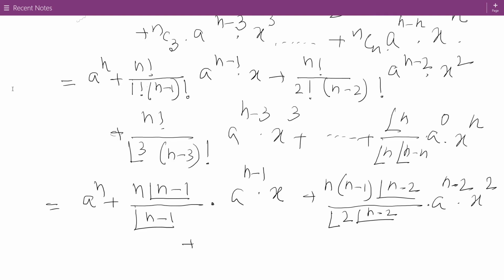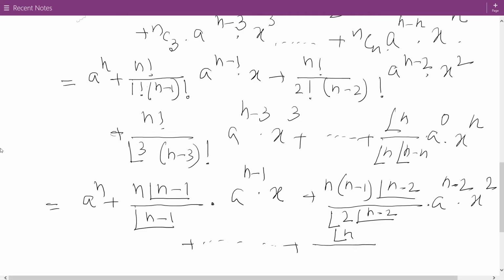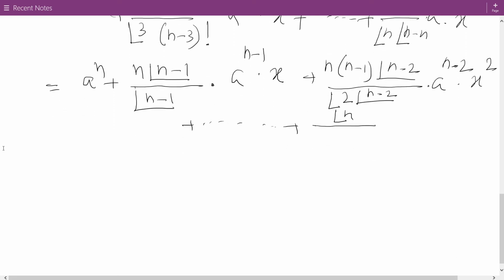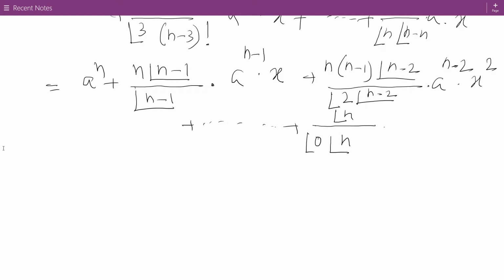And we write the last term factorial n by factorial 0. You write factorial 0 also 1, factorial n, a to the power 0, x to the power n. This value is also 1, factorial 0 is 1, factorial n by n also 1.